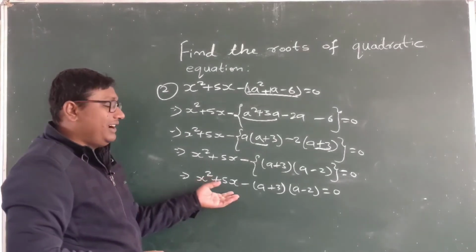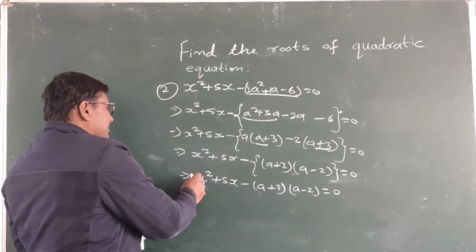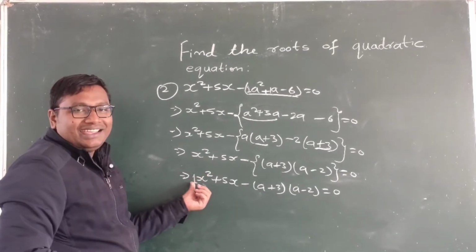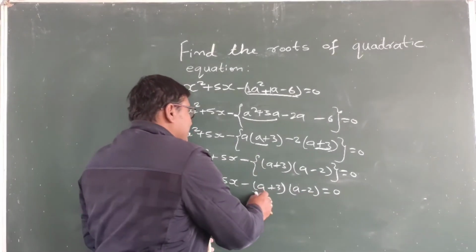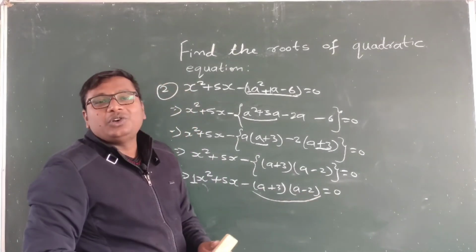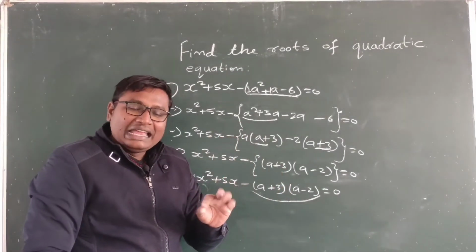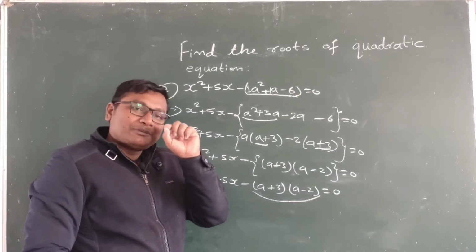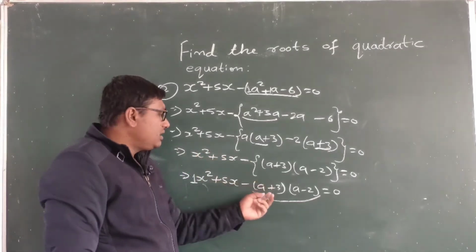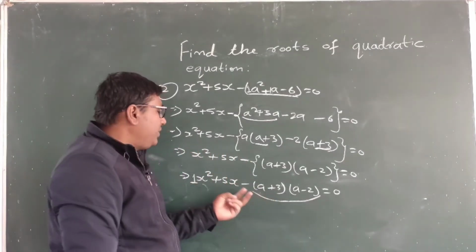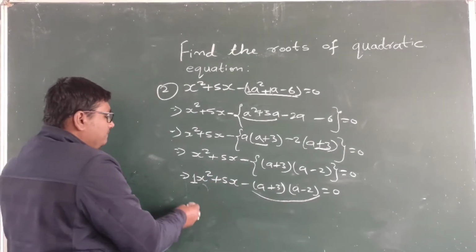Now again we have a quadratic equation. This is already a complete quadratic equation. Here 1 is the value of a, 5 is the value of b, and this whole term is the value of c. What I told you earlier: a and c are multiplied, and then we split this into two terms so that either we add or subtract to get 5.